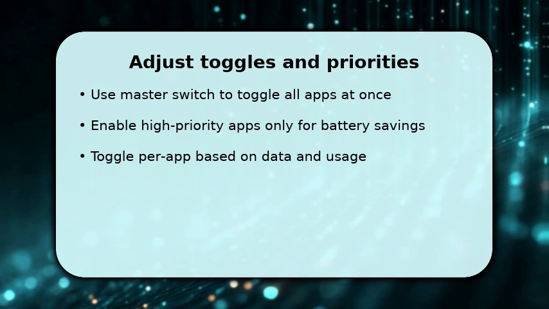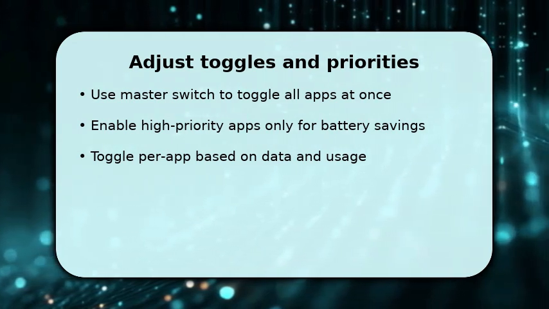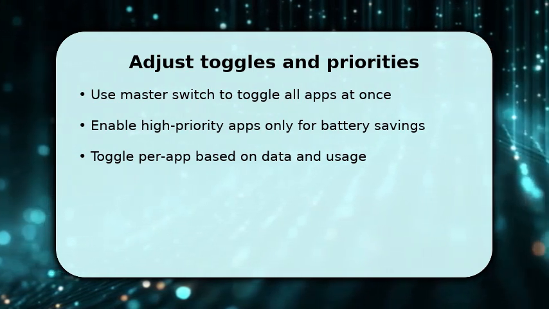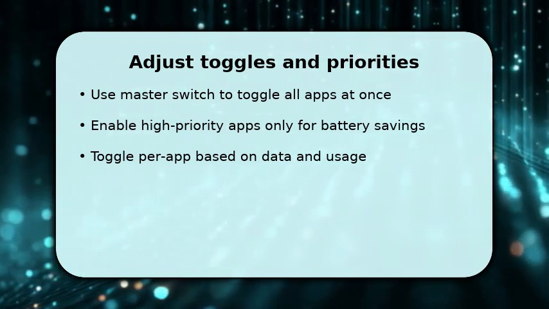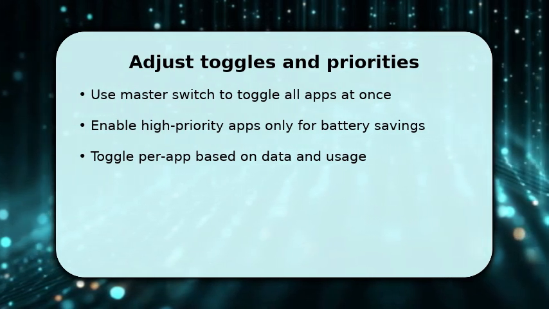Flip the global background app refresh to off if you want a clean slate, then enable it only for high-priority apps like email or navigation. For each app, consider frequency and data cost. Disable apps that rarely need updates to conserve battery and data.